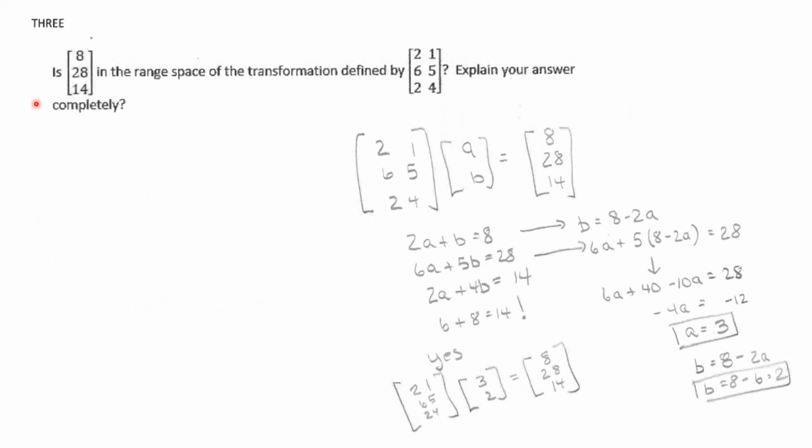Question 3: is the column vector 8, 28, 14 in the range space of the transformation defined by this matrix, and explain your answer completely. Well, it will be if I can take a vector AB, set it equal to this, and solve for what AB must be. So I set up the equation and I solve it, and I find out that yes, the vector 3, 2 will be mapped to 8, 28, 14, and so that means that yes, it is in the range space, and in fact we've proven it because the vector 3, 2 takes us there.